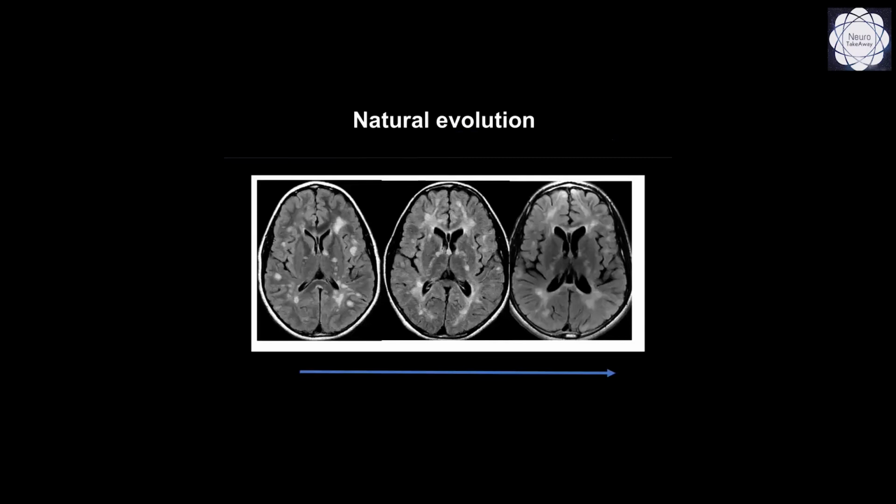Well, here we have the typical natural evolution of an MS patient. At the beginning, there are isolated discrete lesions without atrophy. Then these lesions tend to confluence. And finally, we have this pattern of end stage with atrophy and a lot of hyperintensities in the white matter.